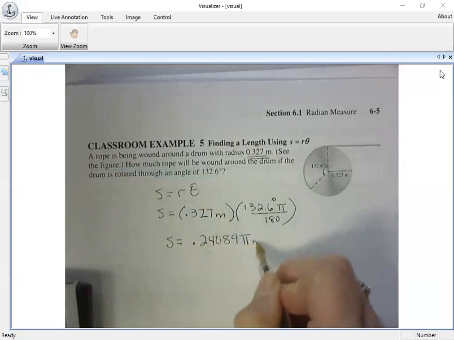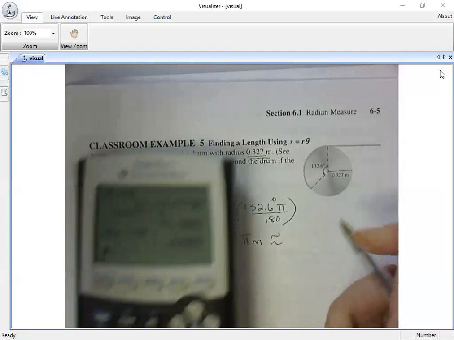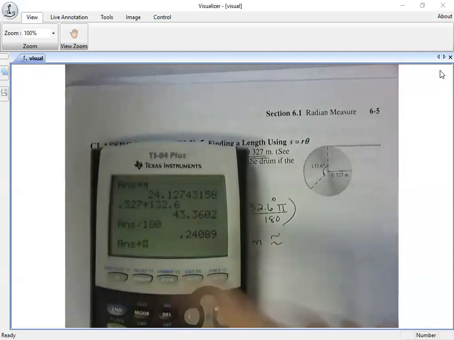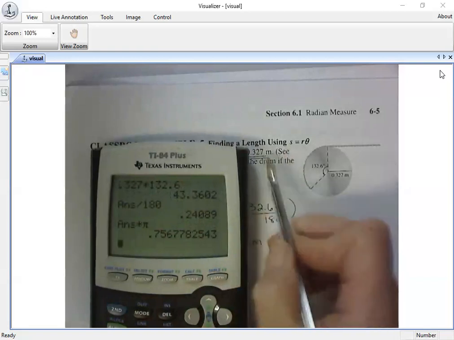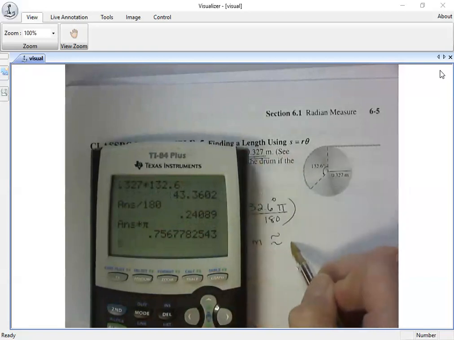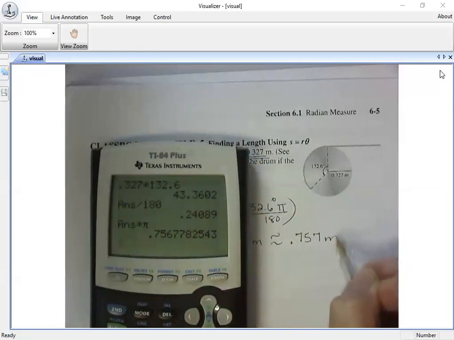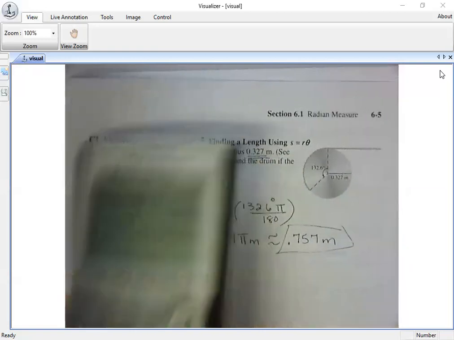Meters. Don't lose your unit, which is going to be about, multiply that times the calculator approximation for pi. That's going to be about, let's go 3 places to the right of the decimal on this one, because our original problem went 3 places to the right. That's about 0.757 meters. Good job. Okay.